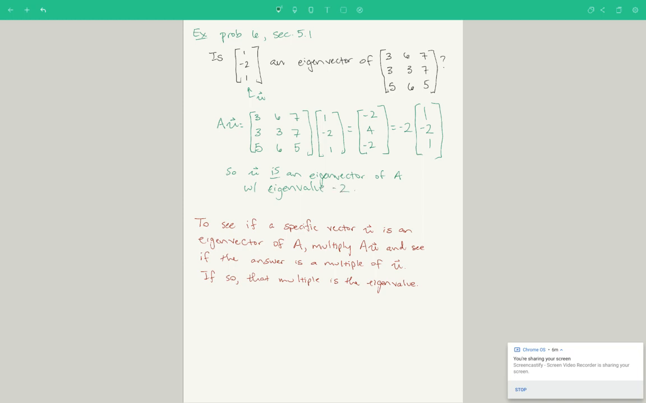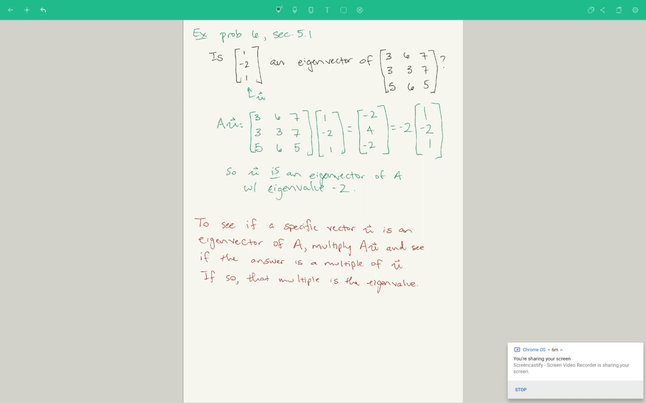So if we want to see if a specific vector u is an eigenvector of A, we just multiply A times u and then see if the answer is a multiple of u. If it is, then u is an eigenvector and the multiple is the eigenvalue. And if it's not, then it's not an eigenvector.